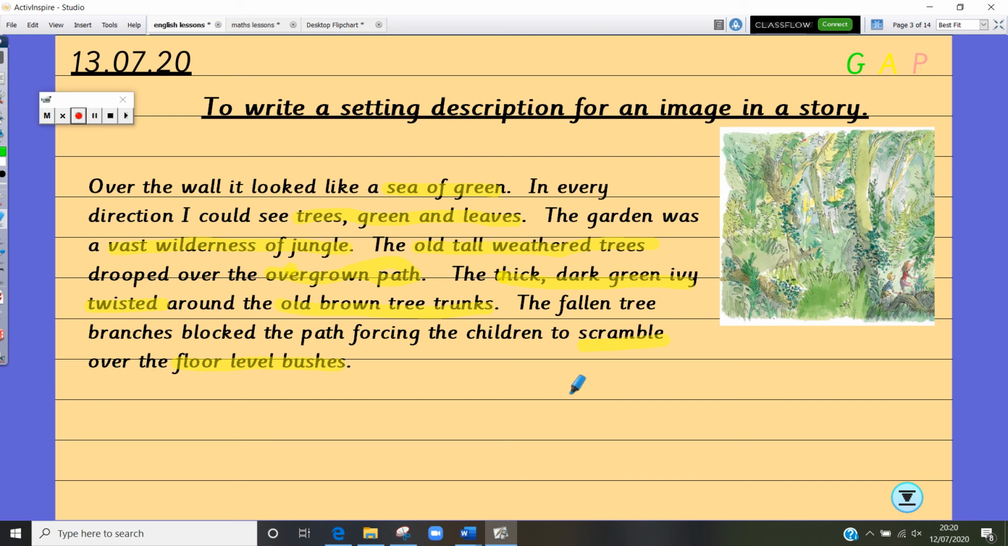Your job is going to be to use all those lovely adjectives and noun phrases that you came up with at the beginning of the lesson to write a setting description for this image. So have a good go. Please send them to me because I am really, really enjoying seeing the work that you are doing at home at the moment. So send it through and I will have a really good read.